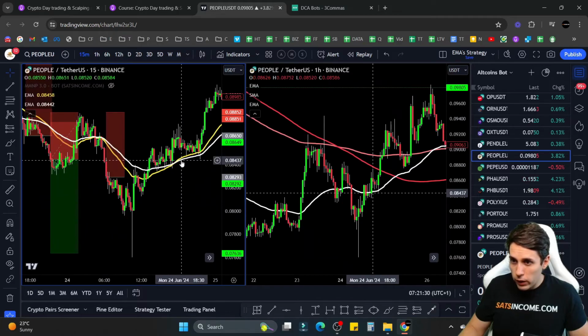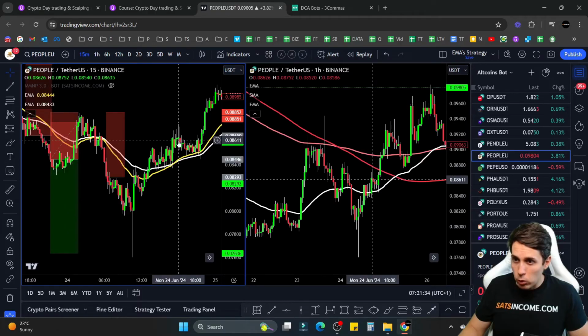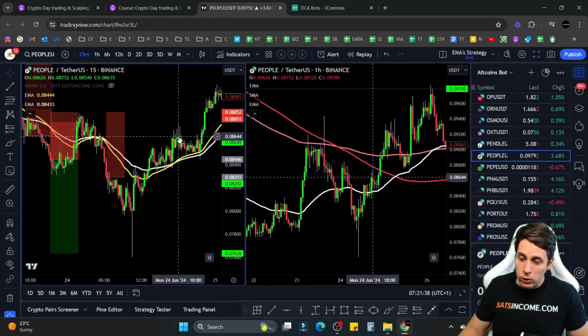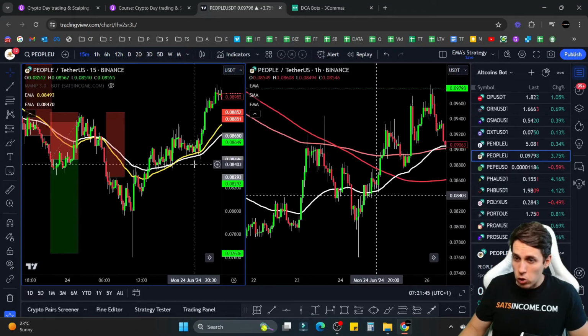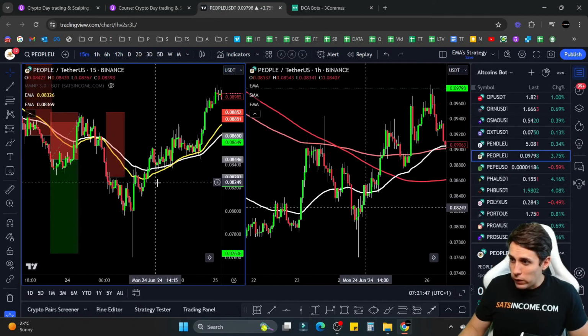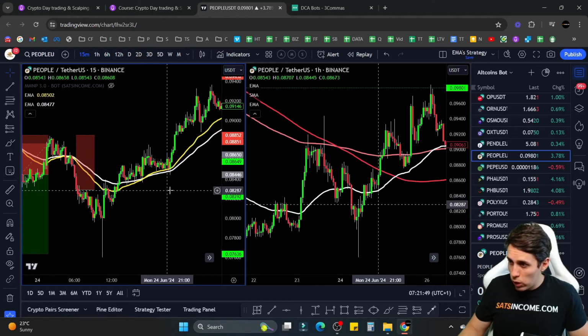If you waited for the exit from the EMAs, you were going to be at a loss, right? Your stop loss was not going to be hit completely, but you're going to lose half of your risk per trade, because you were going to have to exit right here when the moving averages crossed. So that's the first trade. Now let's see what else did we get.